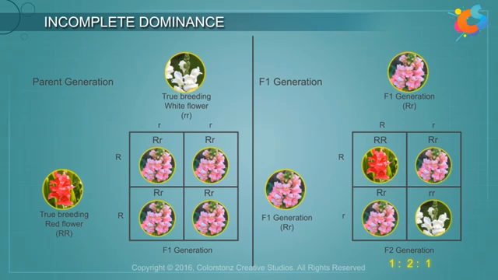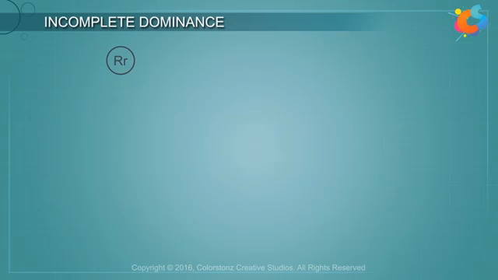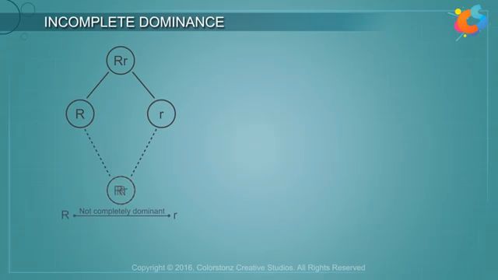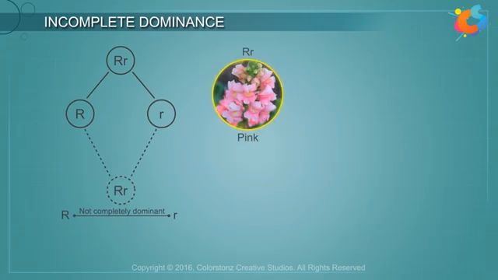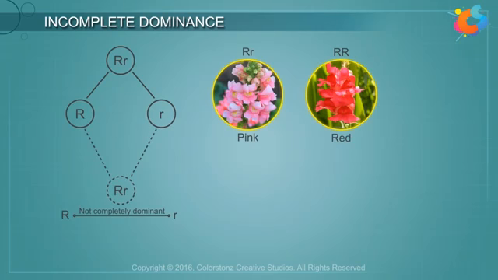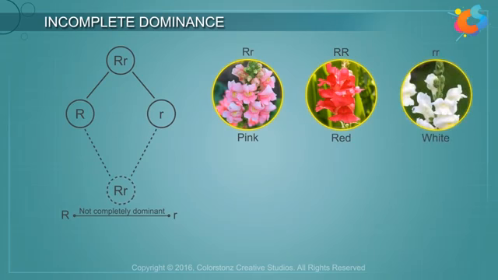Here, the appearance of pink flower seemed as if the two homozygous conditions were blended together like paint. In the cross, R was not completely dominant over r, and this made it possible to distinguish Rr as pink from RR, red, and rr, white.